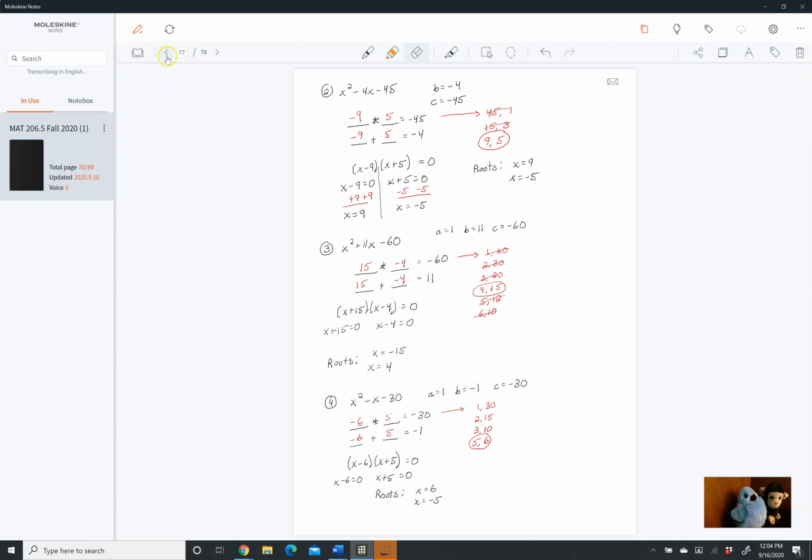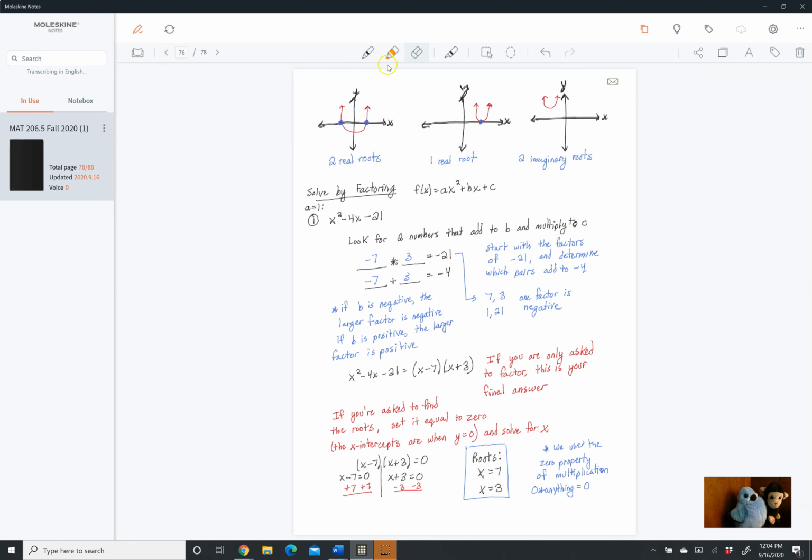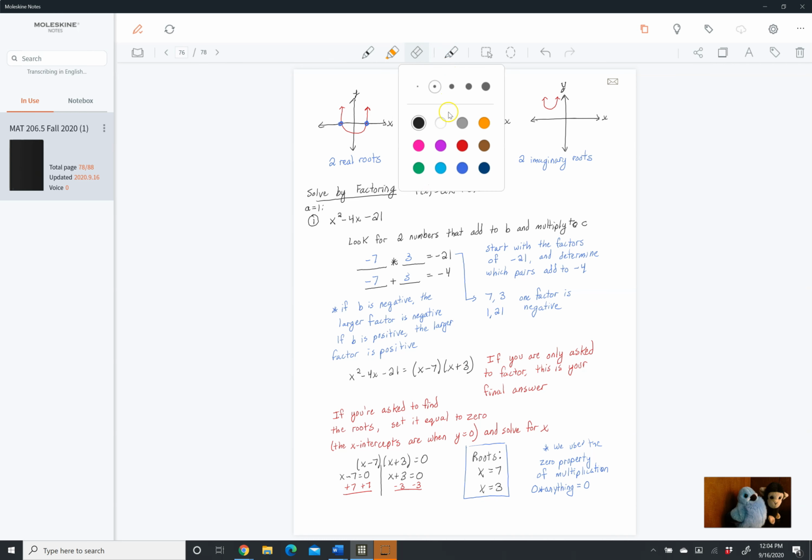why they need to add to b and multiply to c. So take this one, for example. If we were to redistribute this, when we multiply these, everything in the first set of parentheses gets multiplied by everything in the second. So we would do an x times x. That's what gives us the x squared. Look at what gives us the b. Negative 7 times x, this is what gives us the b. The negative 7 times x and the 3x, that gives us the b. So we're adding these to get the negative 4.